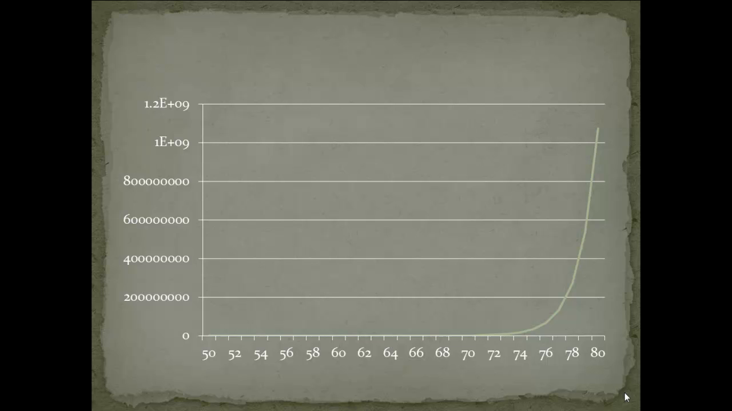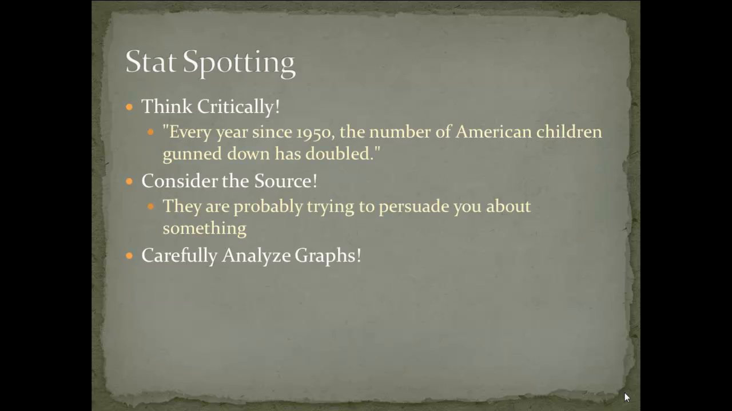So here's a graph. Say that in 1950 the number of children gunned down was 1, and then it doubles to 2, so on and so forth. And this is what the graph looks like. So in 1980, if this statistic were correct, 1 billion children would have been gunned down. The really interesting thing about that is that 1 billion is more than 4 times the entire United States population of that year. So that's impossible. That would have meant that everyone in the country, times 4, had been gunned down. So you have to be really, really careful with these statistics and how they're presented.